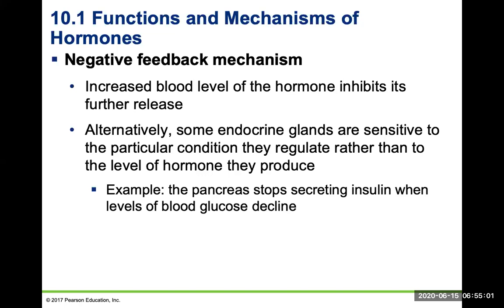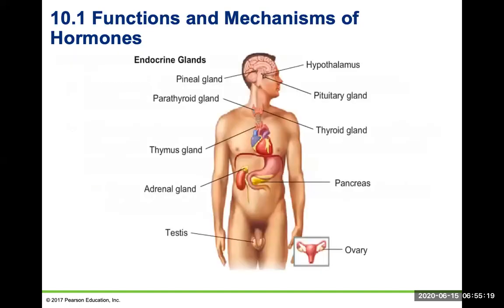Alternatively, some endocrine glands are sensitive to the particular condition they regulate rather than to the level of hormone they produce. So the pancreas will stop secreting insulin, not when there's enough insulin around, but when it senses that the levels of blood glucose are declining enough. Here's another video about some of the different functions of those hormone glands.